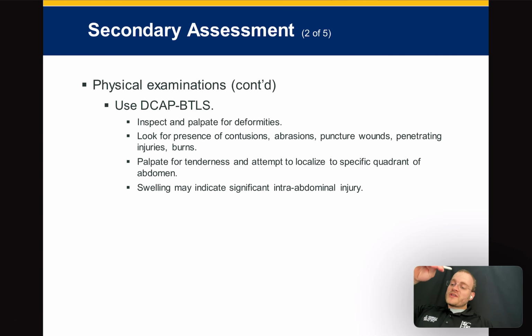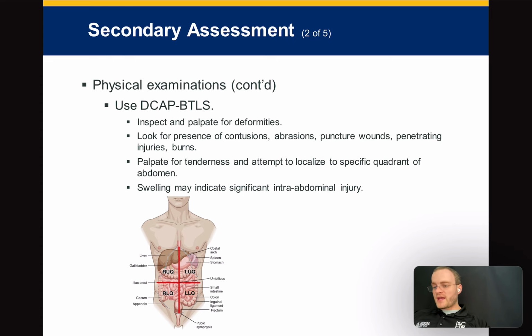So remember, with the DCAP-BTLS, we're looking at our abdominal quadrants and thinking, what's underneath that? So if I'm thinking, wow, they have severe pain in the left upper quadrant, then I'm thinking, okay, spleen, gallbladder, colon, stomach, something like that is hurt. I'm not thinking about the appendix at that point. And so you're using that to aid you.